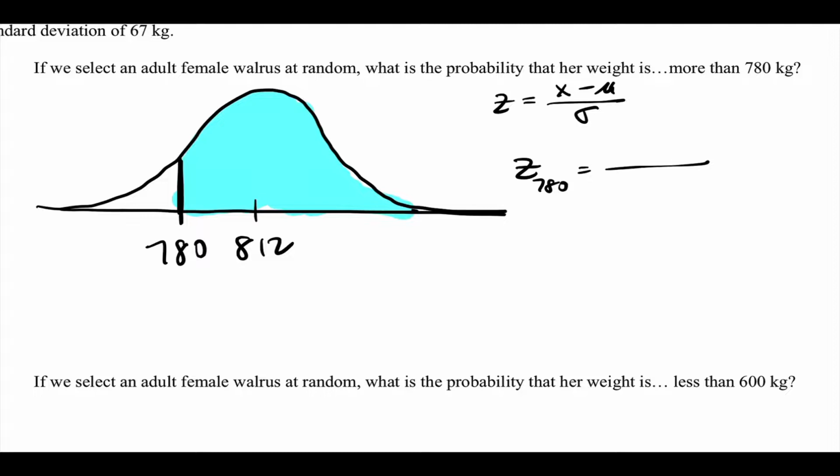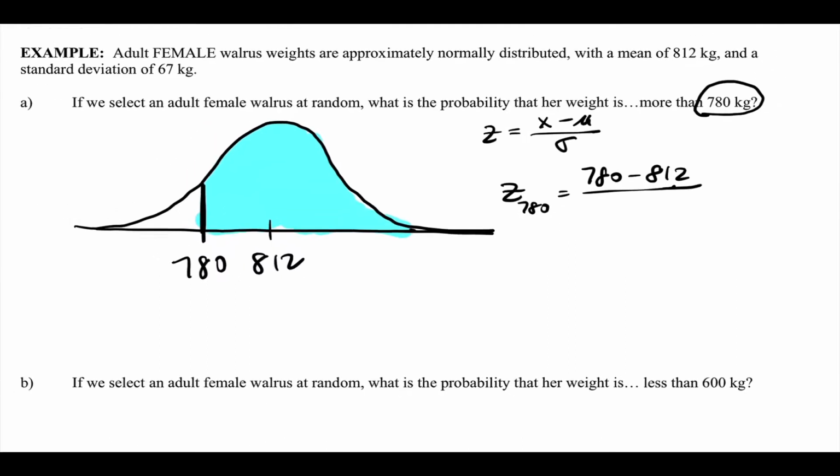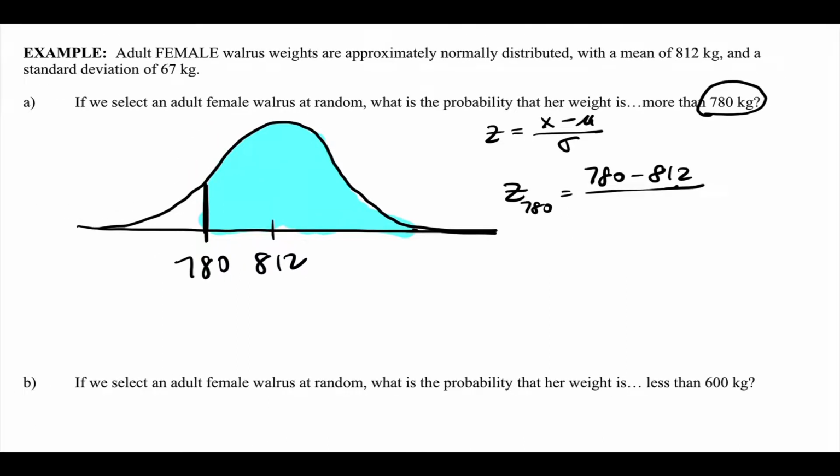What's the observed weight? Not 812. That's the mean. 780. The observed is always what the question we want to answer, minus the mean, which is 812, over the standard deviation, which is 67.